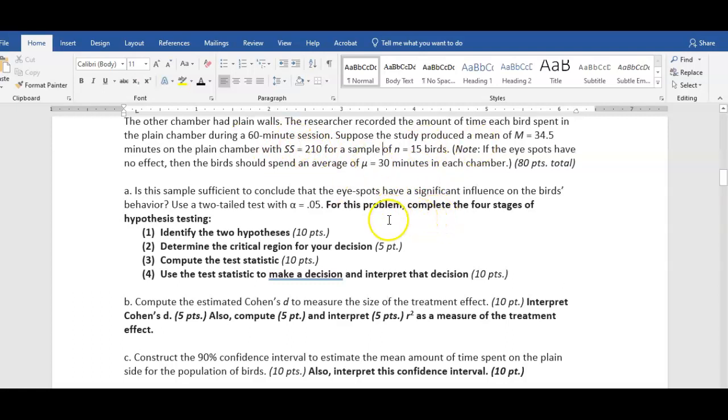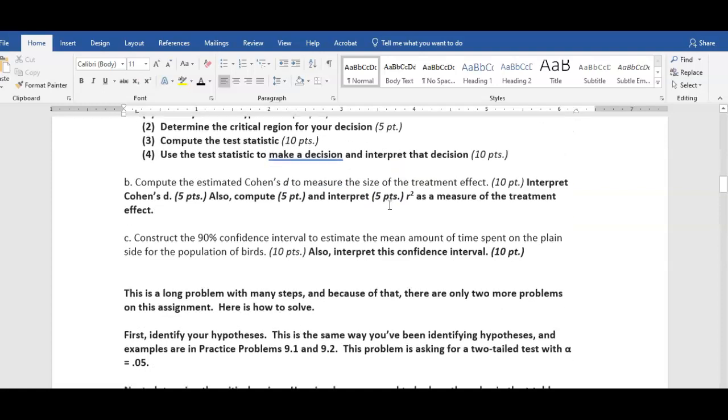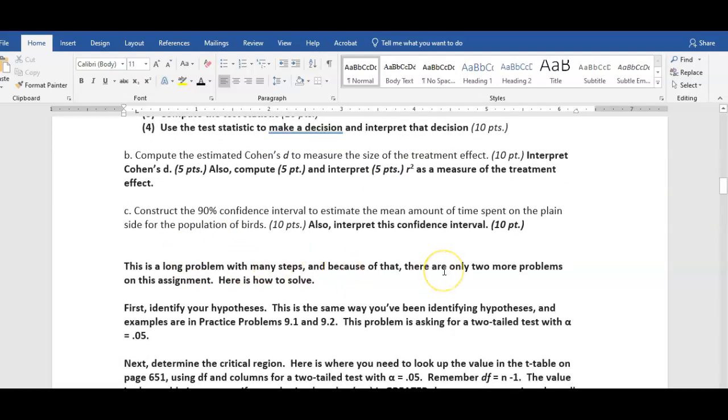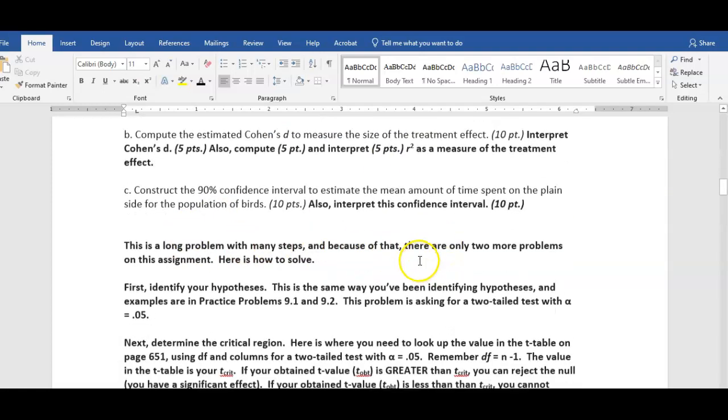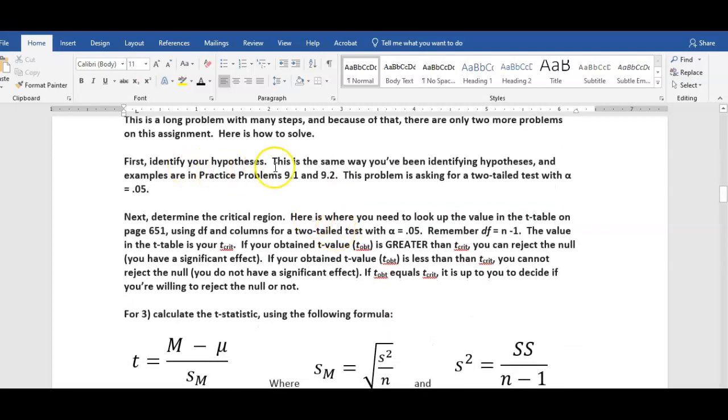Or measure of variability. Okay, so first we have to identify the 2 hypotheses. Let's start there. Remember, this is a long problem with many steps, and because of that, there are only 2 more problems on this assignment, but here's how to solve it. So first we need to identify the hypotheses. This is the same way you've been identifying hypotheses in the last 2 chapters, and there are good examples in practice problems 9.1 and 9.2 in this module.